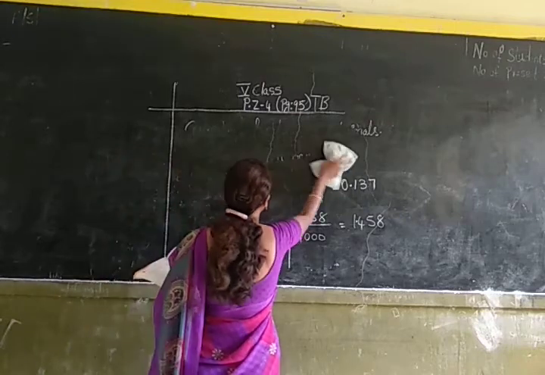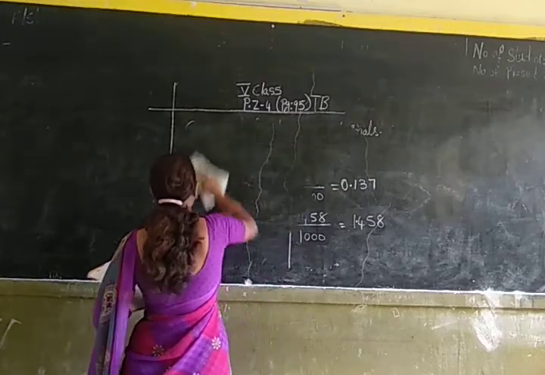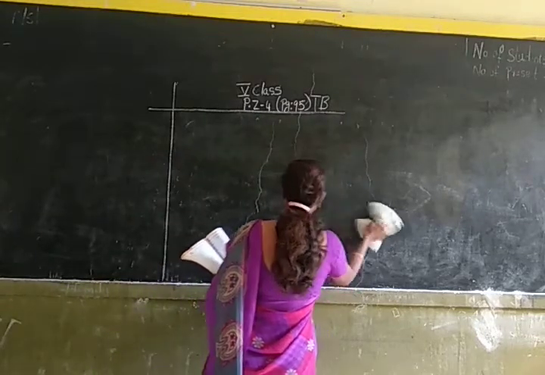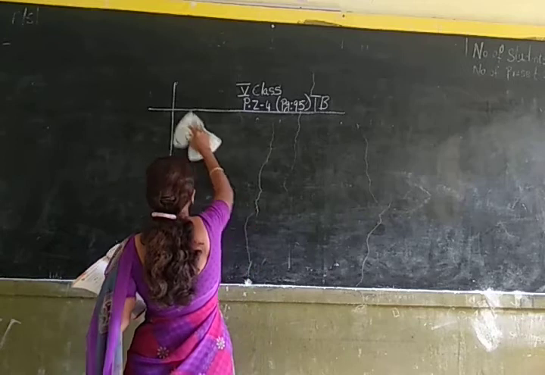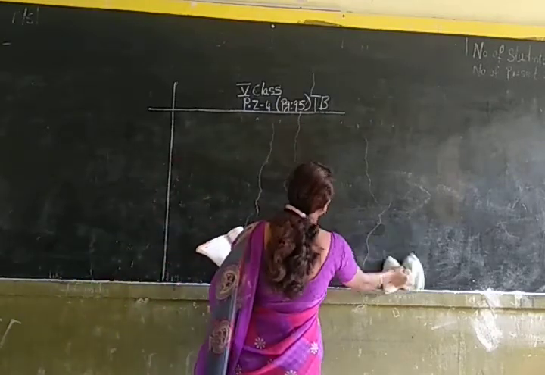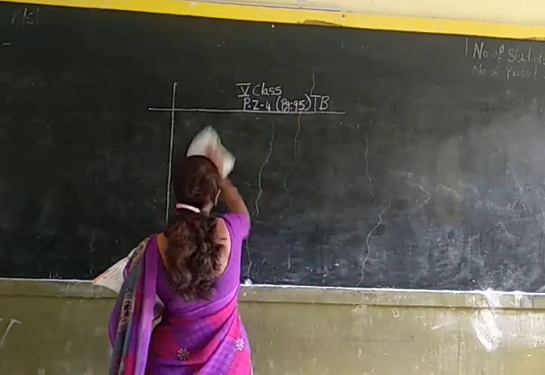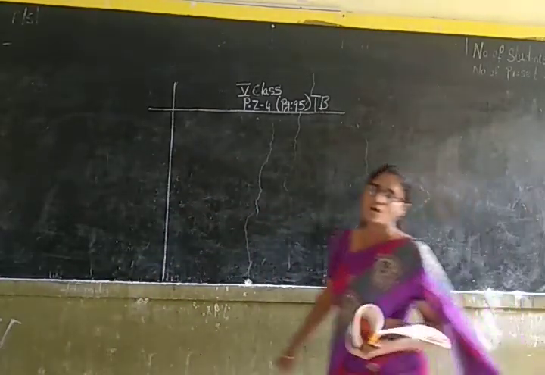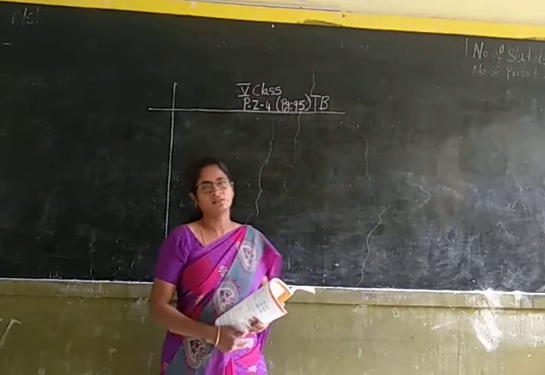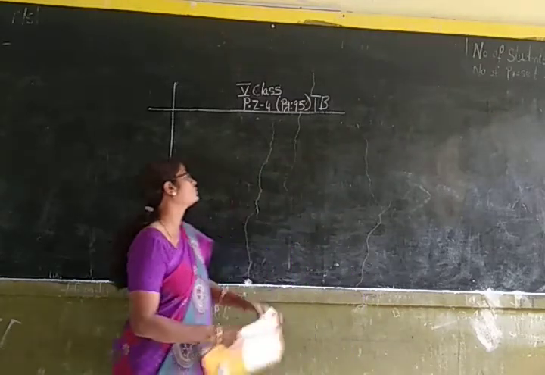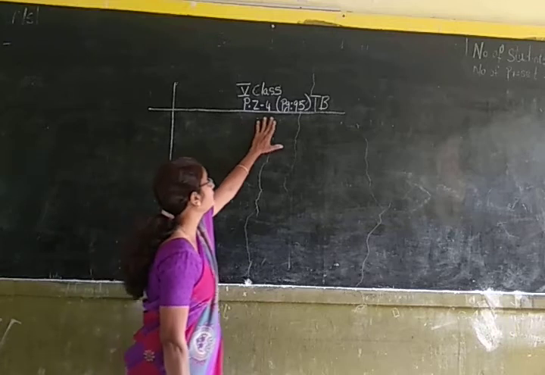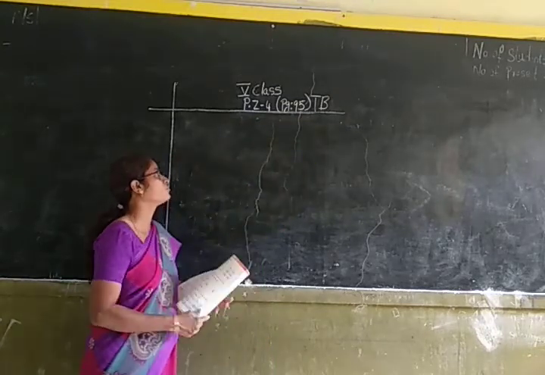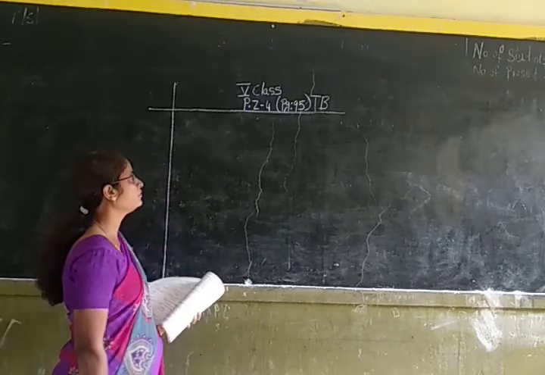So I have shown how to convert a fraction with 10, 100 and 1000 as denominator into decimal. Isn't it children? Now let us do the practice zone 4 on page number 95 of the textbook.